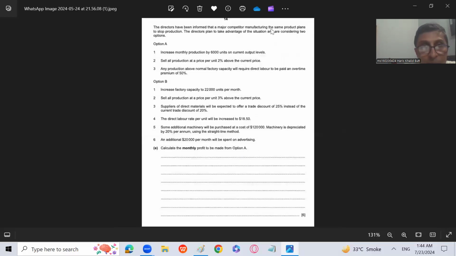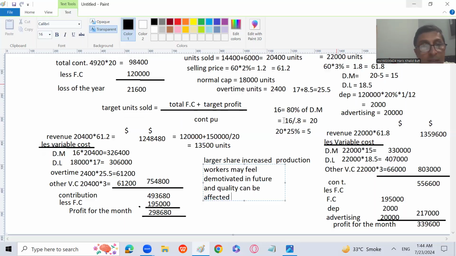Yes. The director has found that a major competitor manufacturing the same product plans to stop production. The director plans to take advantage of the situation and is considering two options. So because of the competitor, you are able to sell more units, because it is given already. But we have to see the reaction of the competitor also. Maybe the demand has decreased. So maybe there is no such demand for the product now.